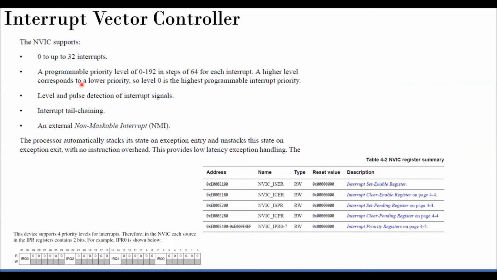Then you need to have a priority. So typically, a Cortex M0 Plus has this flexibility of priority. It can go from level 0 to level 192 in steps of 64. That means the lowest level is 0, next is 64, then 128, then 192. And the most important thing is this one. Level 0 is the highest programmable priority. That means if some interrupt has level 0, that is obviously the highest priority.